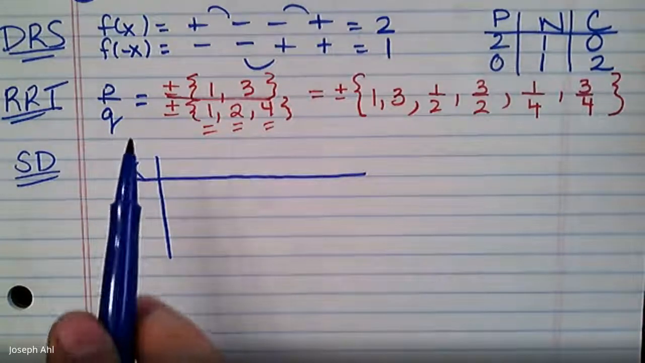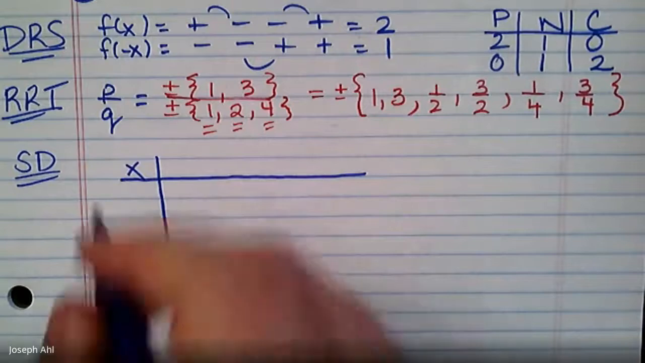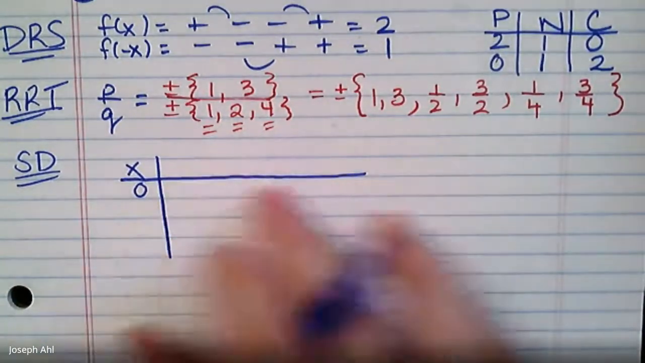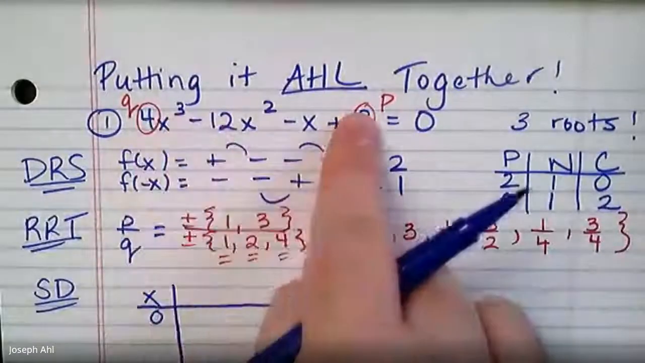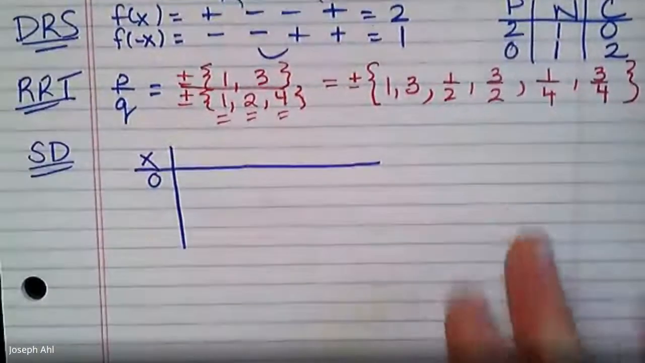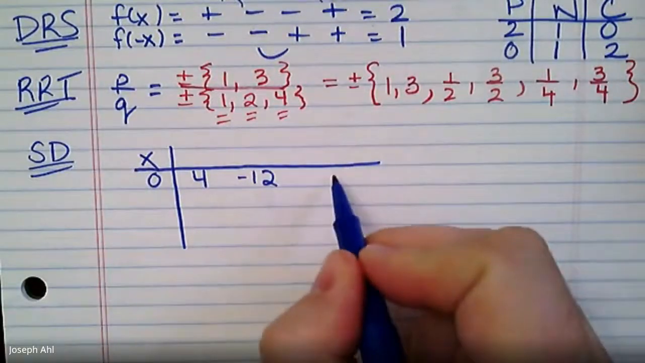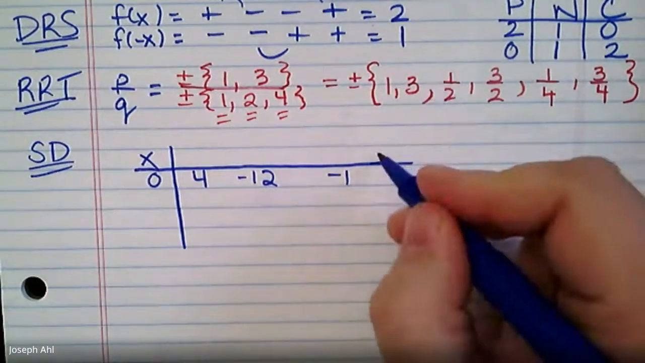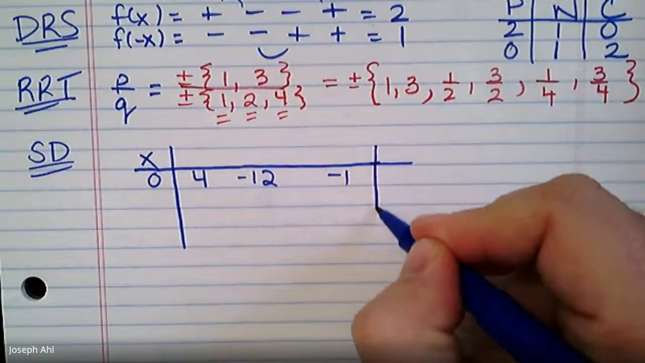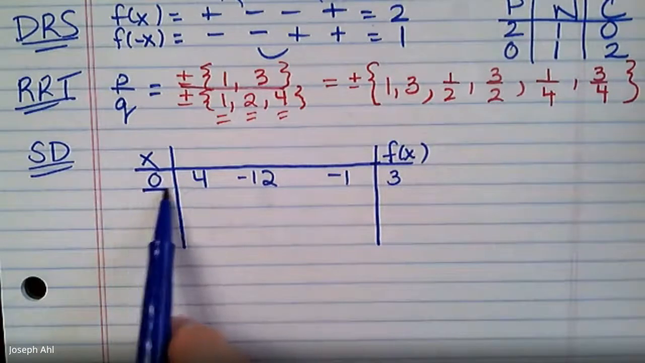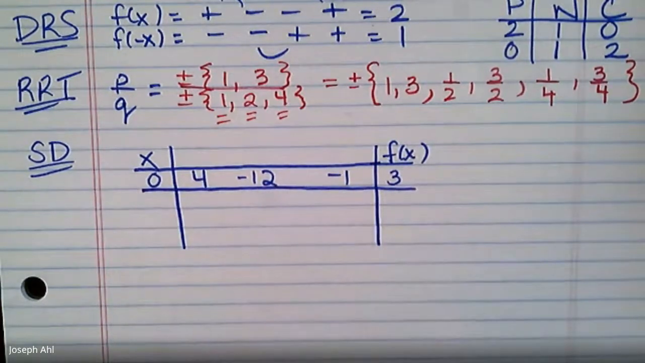Guys, remember the roots that I'm testing are in this left column. First thing I'm going to do is put a 0 there, because testing 0 would just give me the original coefficients of the polynomial at the top, which include 4, -12, -1, and the last number would be the remainder there, which happens to be the y value. So we call that last column f of x. Okay, and there's my chart.